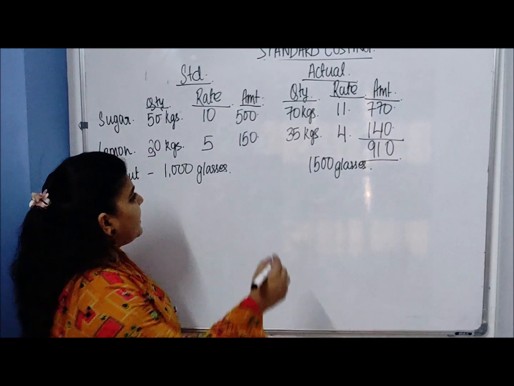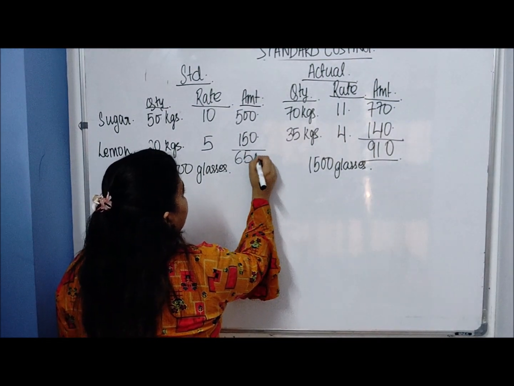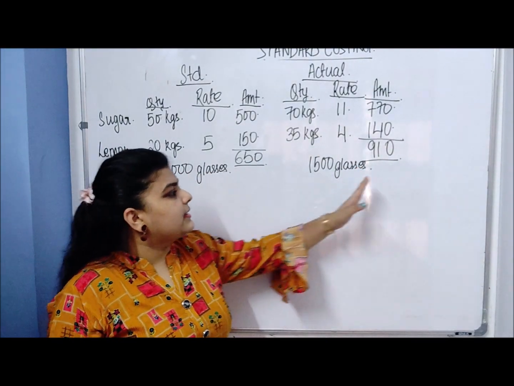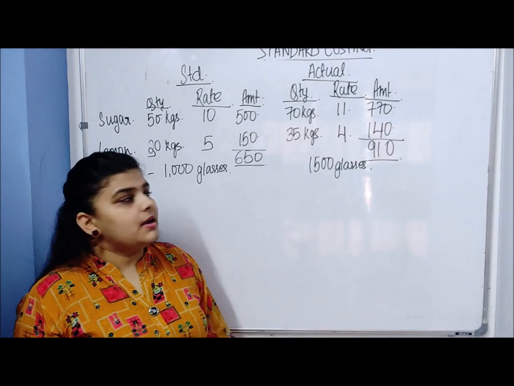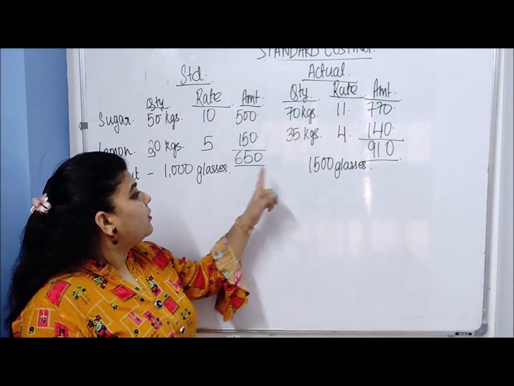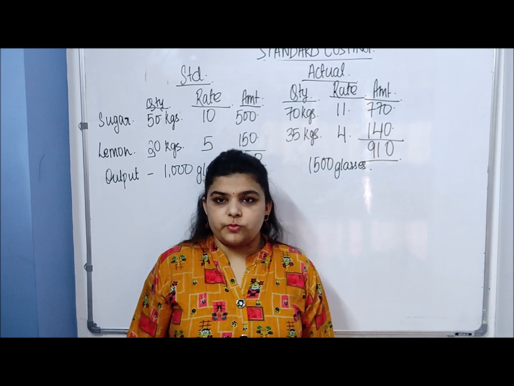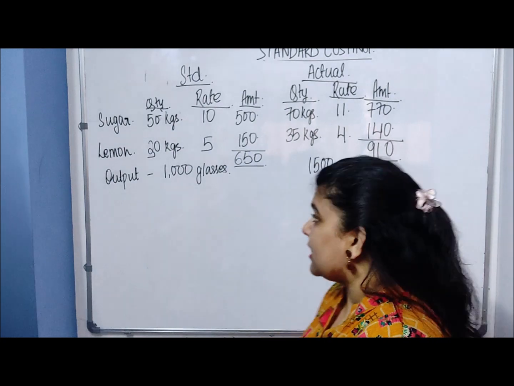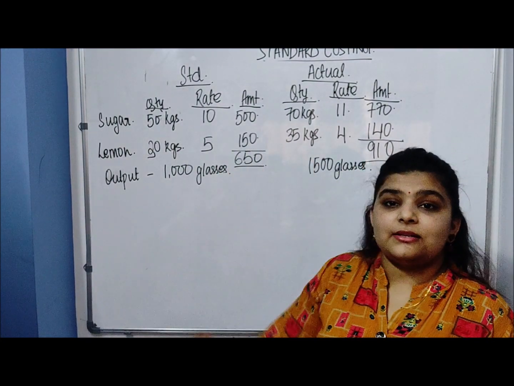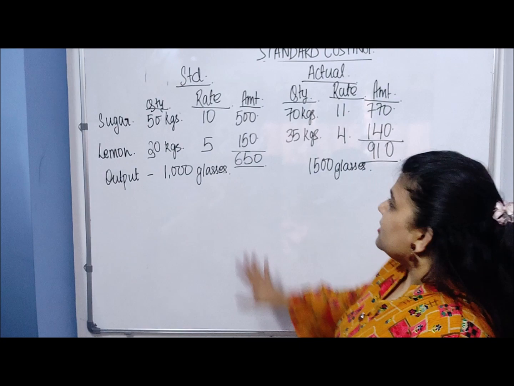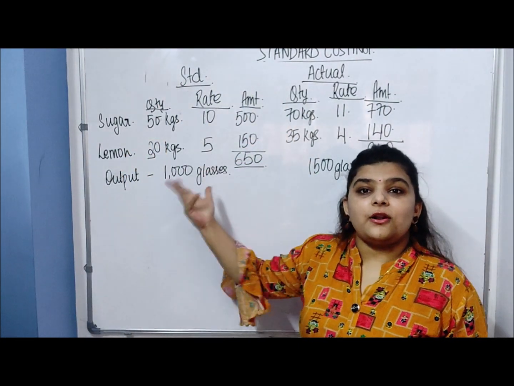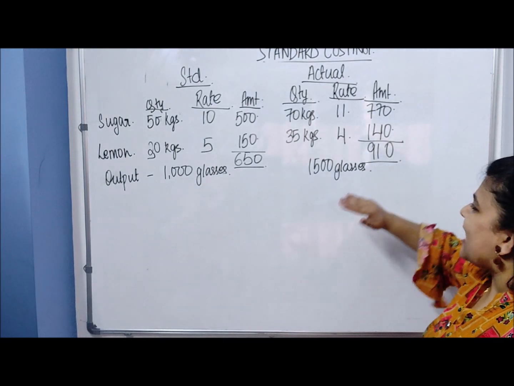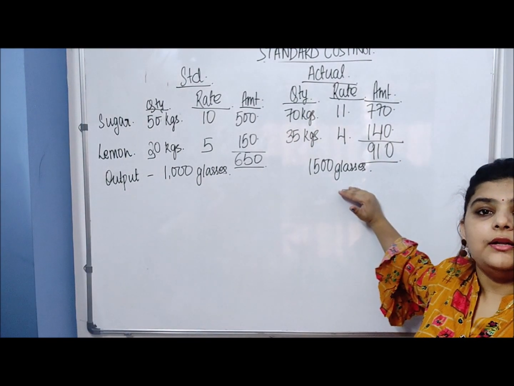Now, I had decided that the cost will be 650, but the cost has gone up to 910. Can I say the variance is 910 minus 650, that is 260? Can I say the variance is rupees 260? No. Why cannot I say that the variance is 910 minus 650? Because, beta, this standard is for how many units? This is for 1000 glasses, whereas actually I have made 1500 glasses.